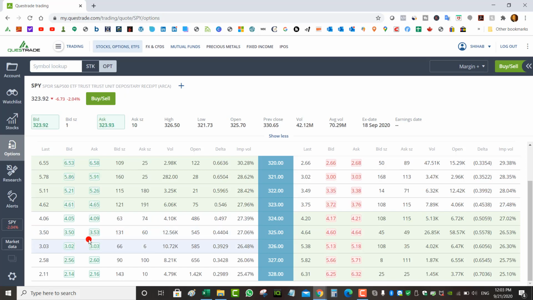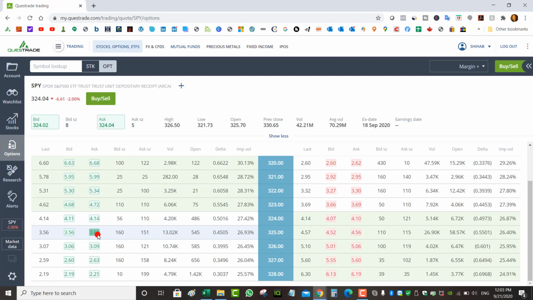But it comes with a risk, because if I get the direction wrong, I basically lose everything I paid. That's the risk. So if I buy one call option, I'm going to pay $350. And if SPY is at 330 by Friday, then I'm going to sell it for $500, and I'm going to make a $150 profit.